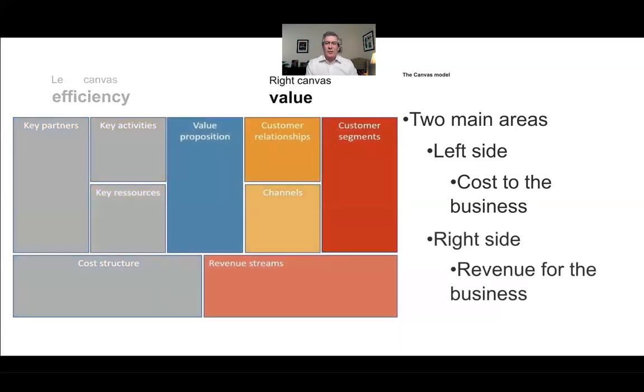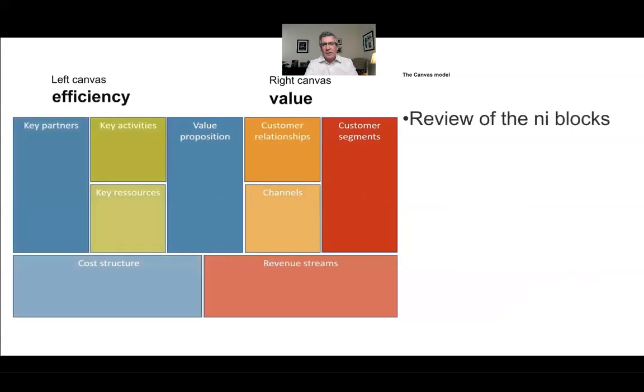And the right side is the revenue of the business. So the revenue streams at the bottom are the baseline. You create the revenue streams by the top 4 blocks: the value prop, the customer relationships, the channels, and the segments that you're targeting. So let's go ahead and review.